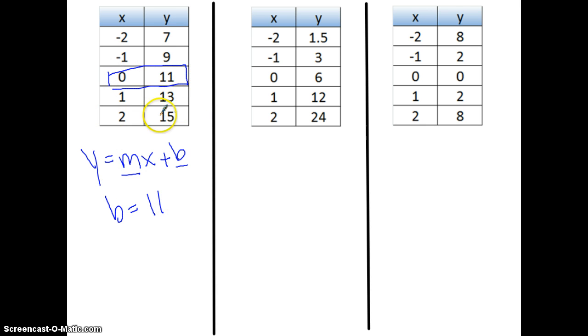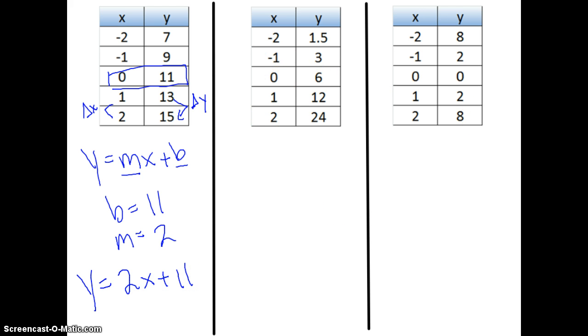To find the rate, I need to figure out the rate of change of y and divide that by the change of x. So if you were to buy one more cheeseburger, how many dollars more would you pay? Well, you'd pay $2 more. And so the slope is 2 over 1, between 1 and 2, or just 2. And that means that the equation is 2x plus 11.